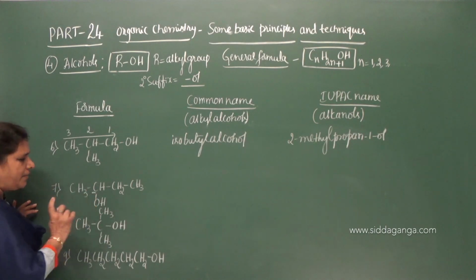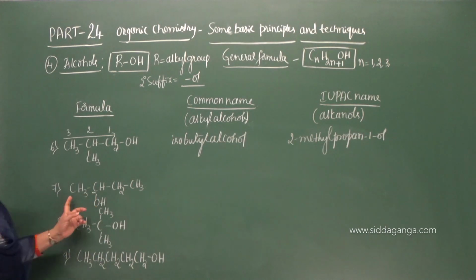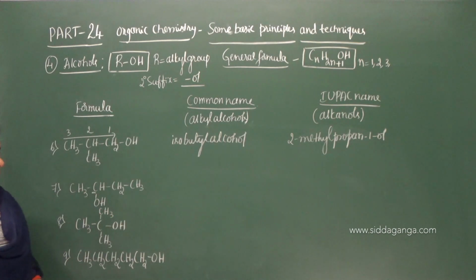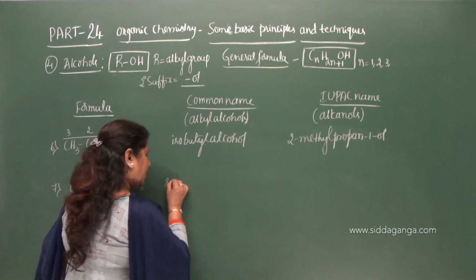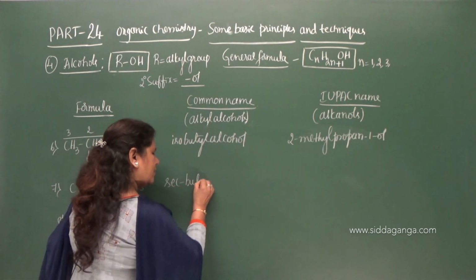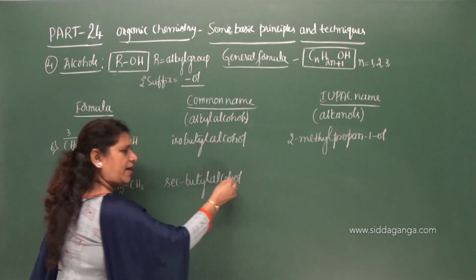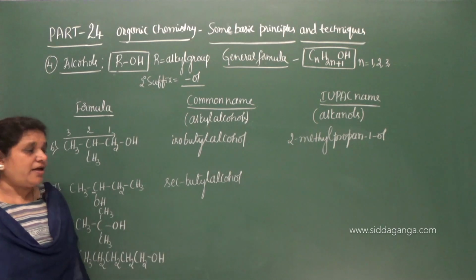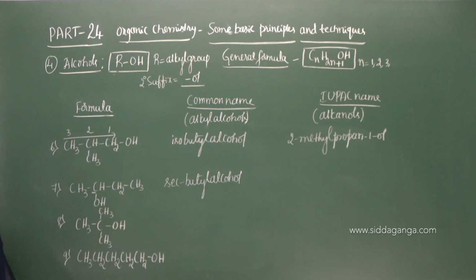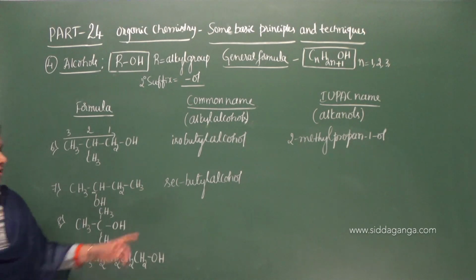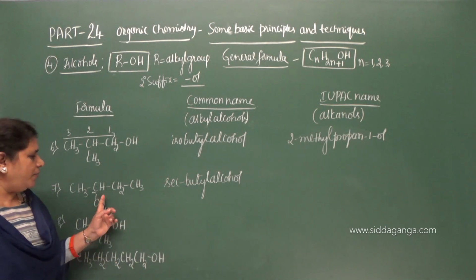To the secondary carbon the OH group is attached, and hence the name of the alkyl group will be secondary butyl, followed by the word alcohol. Hence the name will be secondary butyl alcohol. Secondary butyl alcohol is the common name of compound 7.